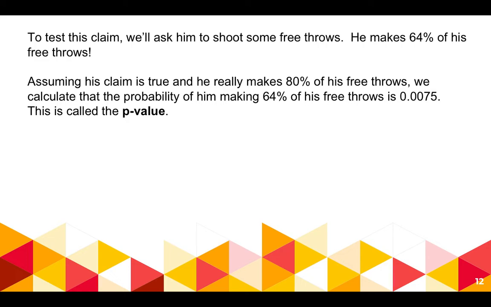So assuming his claim is true, and he really does make 80% of his free throws, we calculate that the probability of him making 64% of his free throws is 0.0075, so 0.75%. This is called the p-value. Later we'll learn how to find this calculation. Right now we're just going with that. That's the calculation for the p-value.